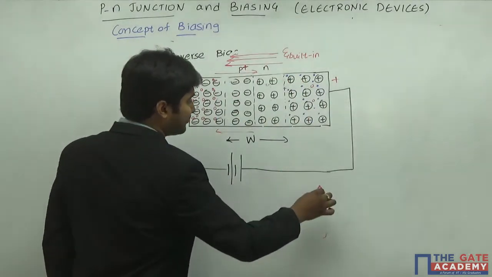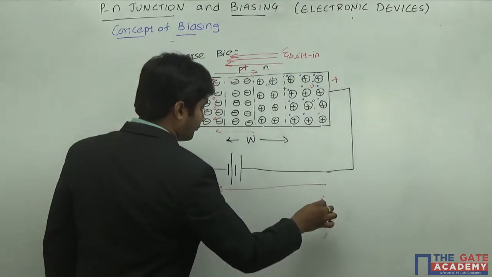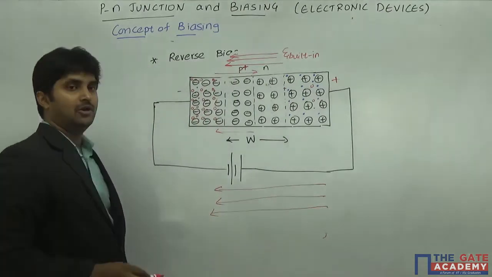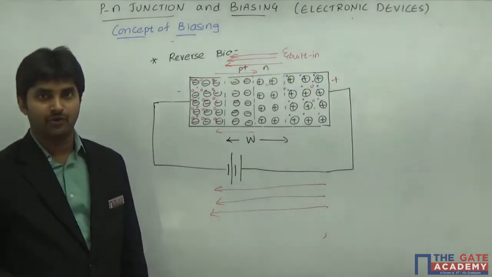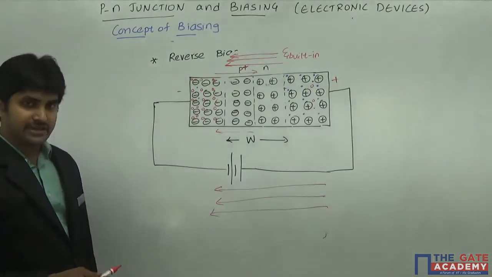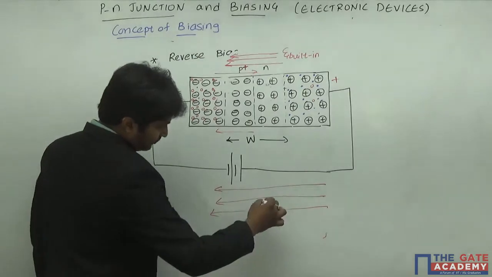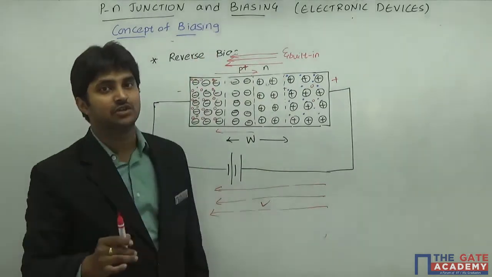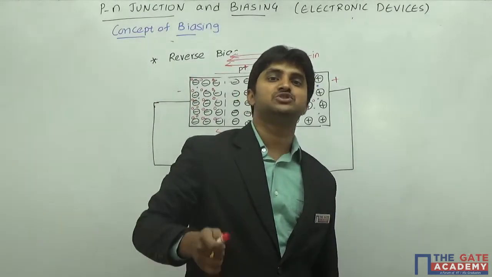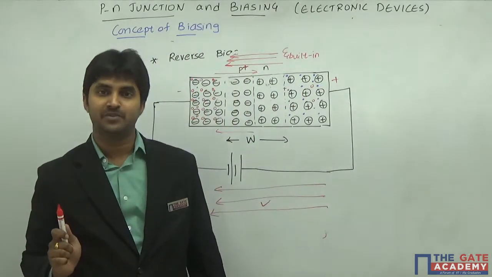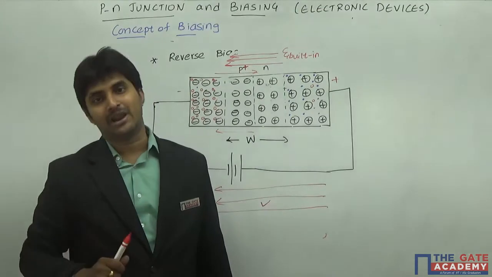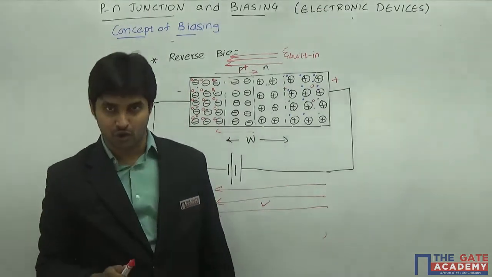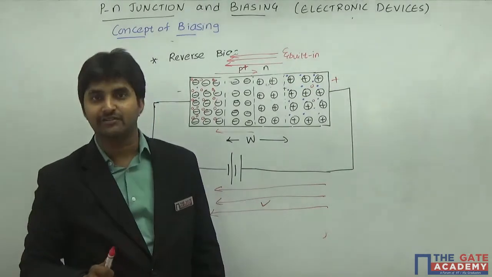Therefore, the applied field direction is going to be opposite to that of the forward bias. So what is happening here? The applied field, because of the battery, is going to be in the same direction as that of the built-in electric field, which is opposite to what we have learned in the forward bias. We are just changing the polarity, right? So now the field direction is going to be in the same direction as the built-in electric field.